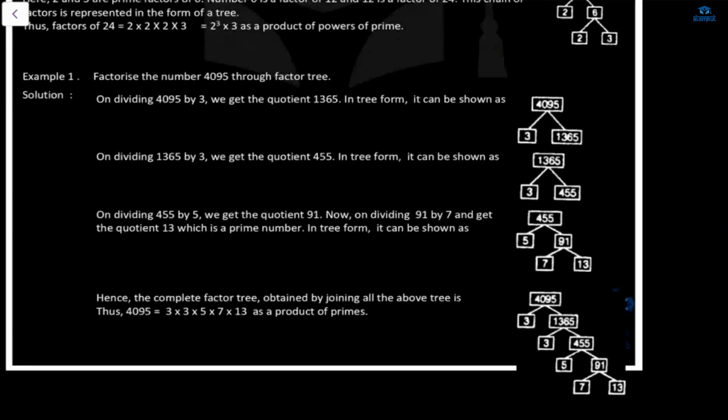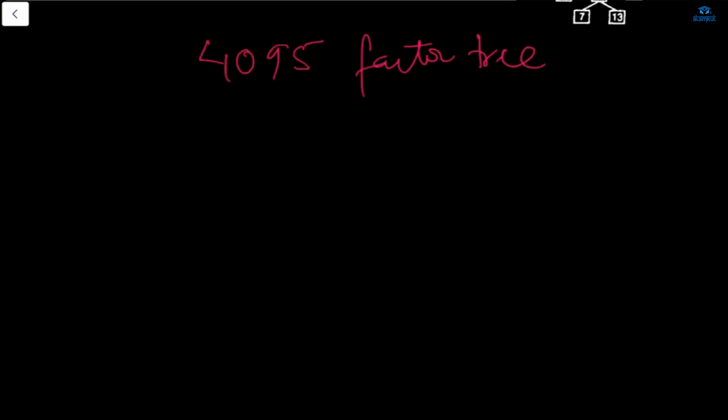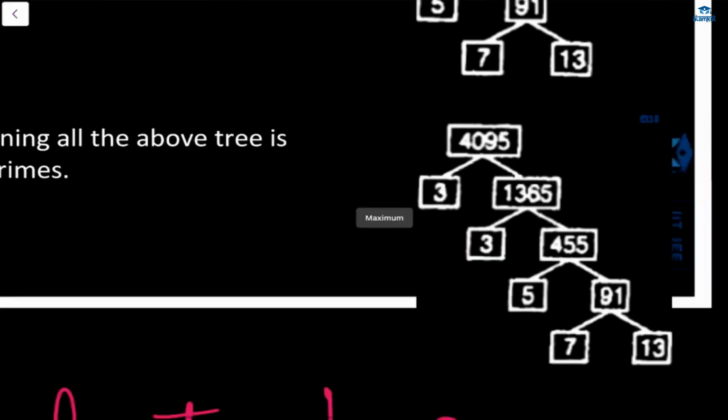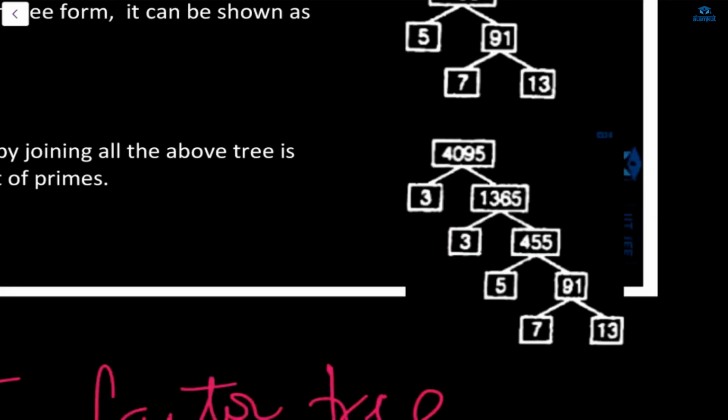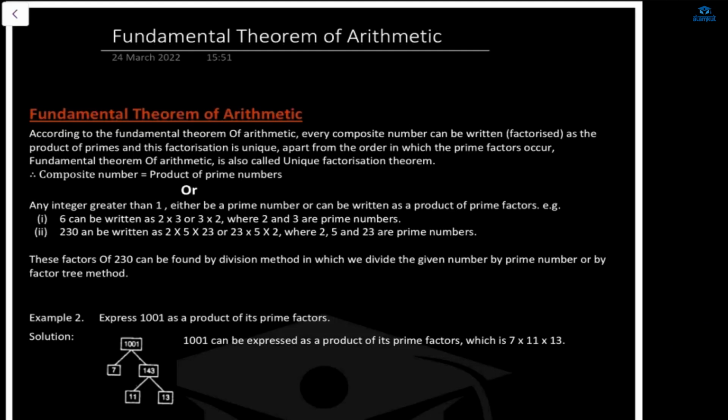Now, do you want to try this? 4095. Represent 4095 through a factor tree. What is the factor tree? Shazan, have you got the same factors? I got the same factors. So I think you understood about the factor tree.